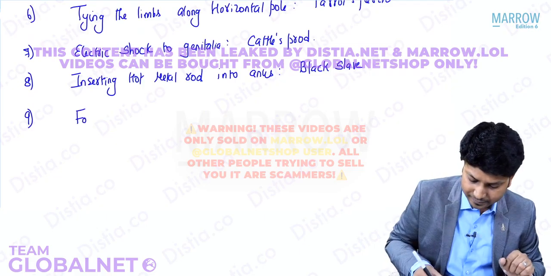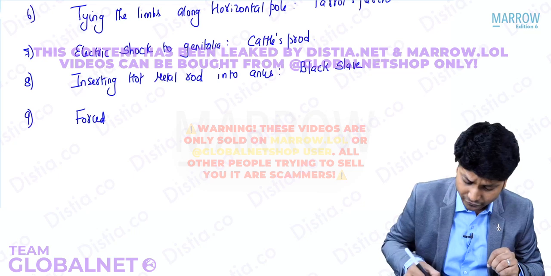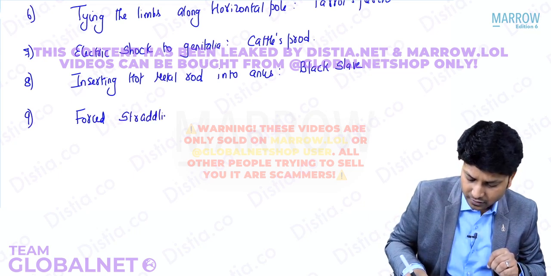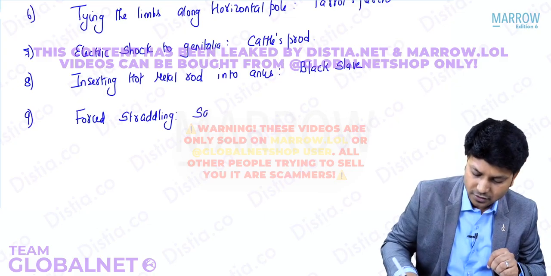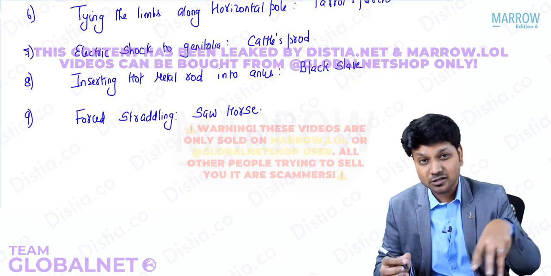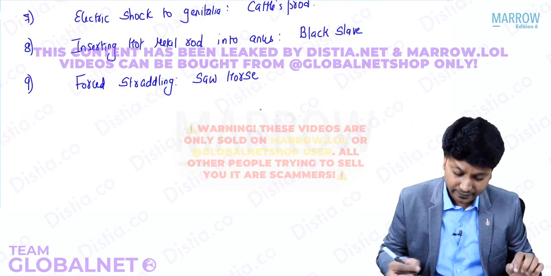Force straddling: the person has to sit forcefully on a sharp platform. We call it force straddling. This is called sawhorse, right? Remember, a person sitting on a horse. This person is sitting on a sawhorse.